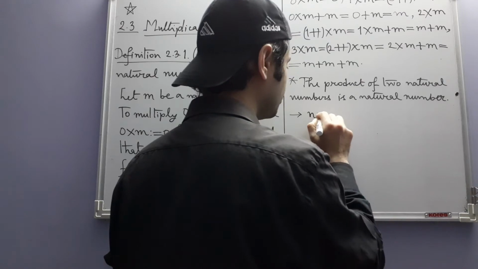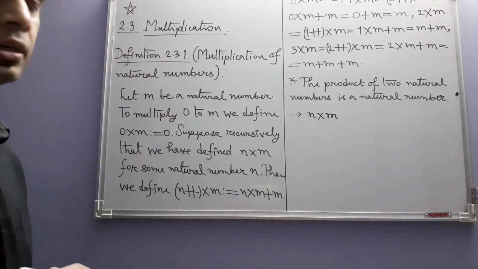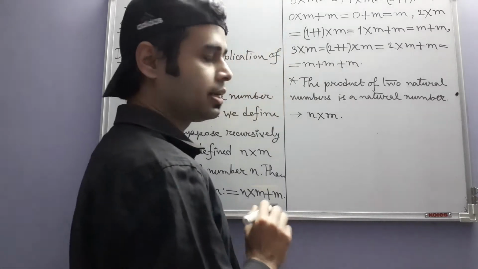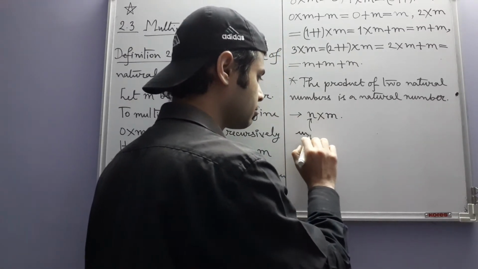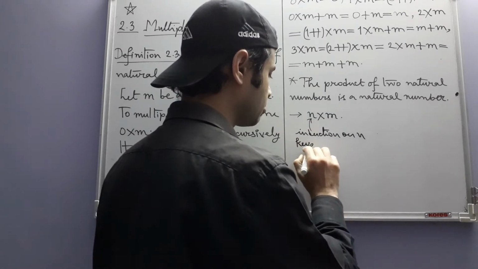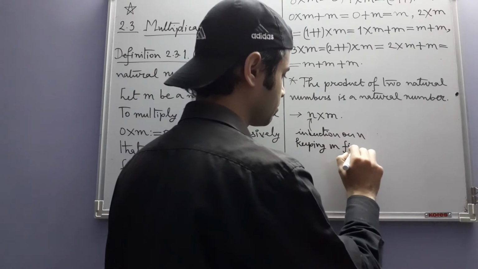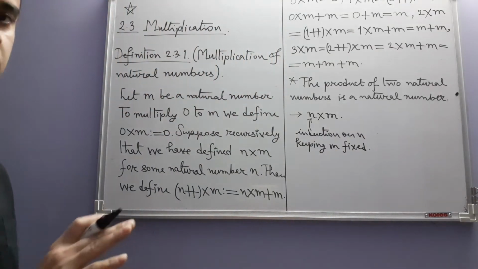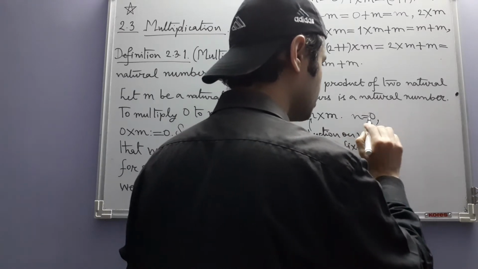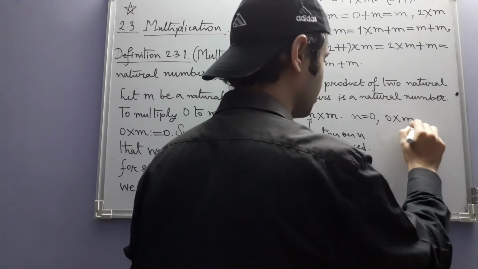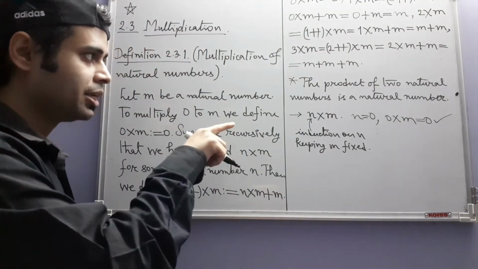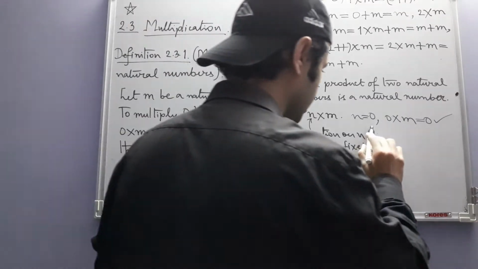So what I am trying to prove is this: n cross m, where n and m are natural numbers. I need to prove that this is a natural number. To prove this, I apply induction on n, keeping m fixed. That's how I will start the proof. So when I have n equal to 0, the basis, in that case I have 0 cross m, which by definition is 0. And this is a natural number. So in the base case it's okay. We have the basis for our induction.